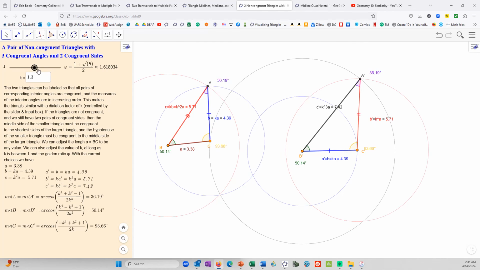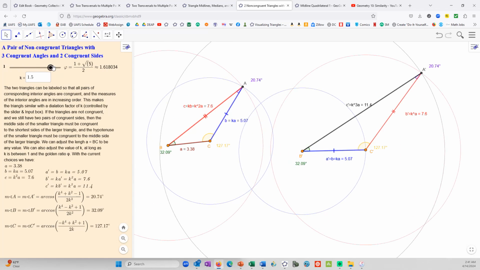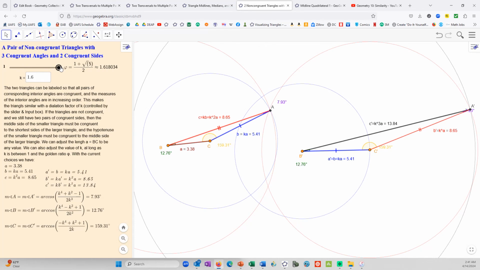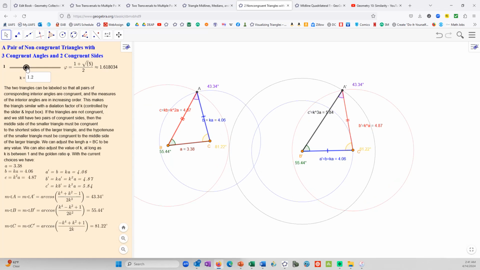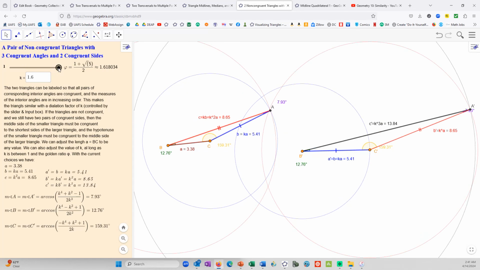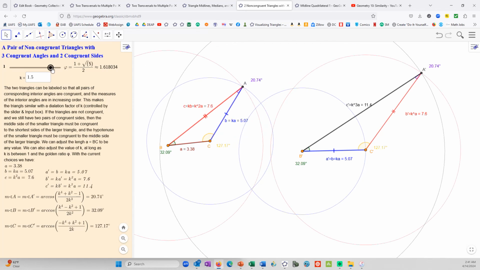And then the value here goes from 1 to just shy of phi. Phi is about 1.618034. So I've got this that'll run from 1 to 1.6. If you get down to 1, they're actually congruent, of course. But anything a bit above 1 up to, but just below phi, they will work. So they're almost a ratio of phi here, but not quite. And so we have that.